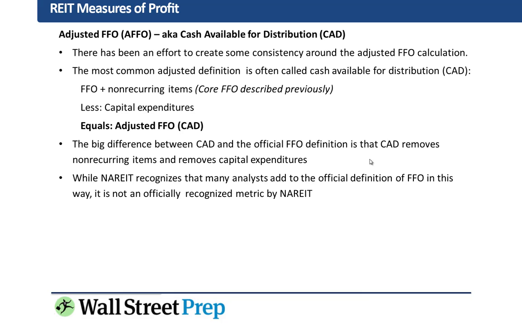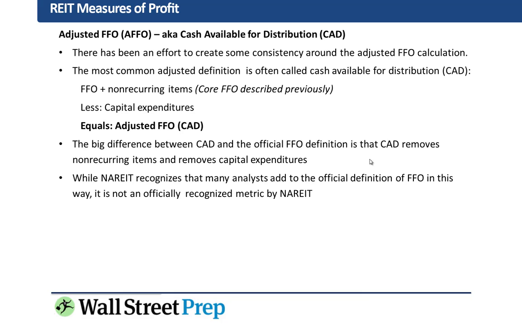Now, because that's become fairly widespread, there's been an effort to create some consistency around the adjusted FFO calculation, although that's not as successful as the widespread adoption of the standard FFO calculation. The most common adjusted definition is often called cash available for distribution, or CAD. It's also called adjusted FFO.